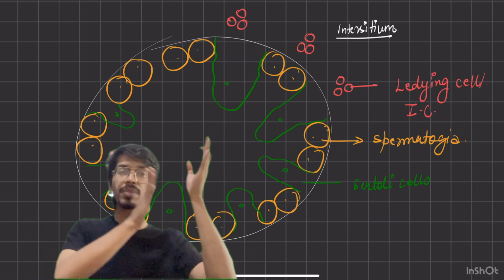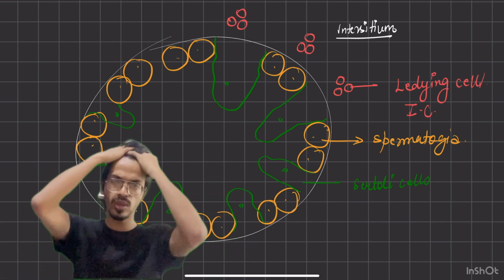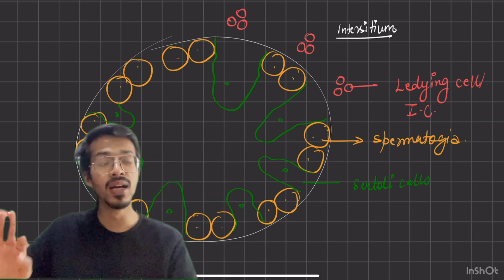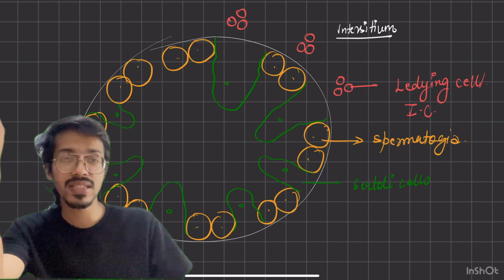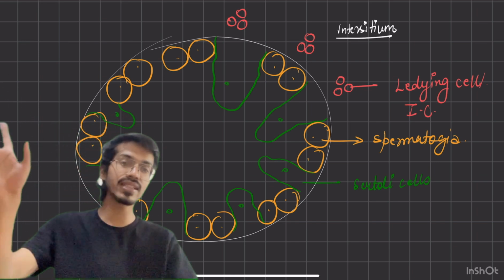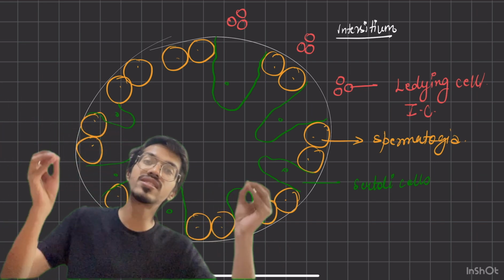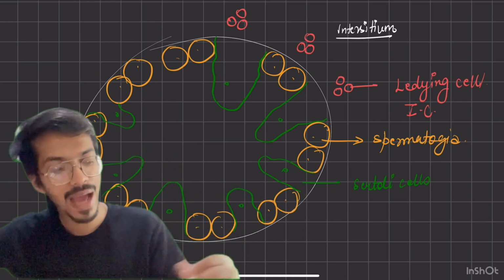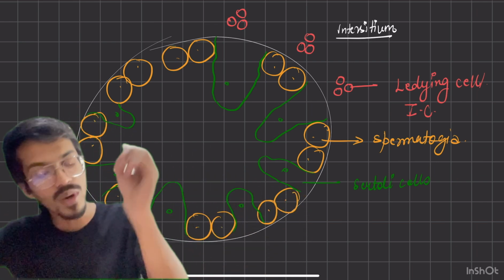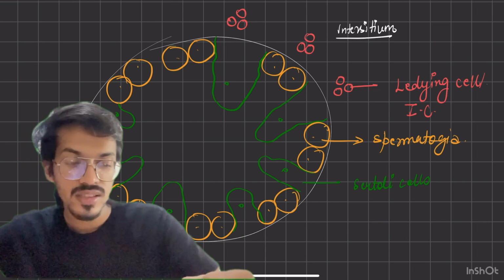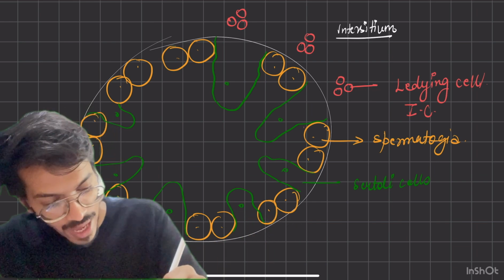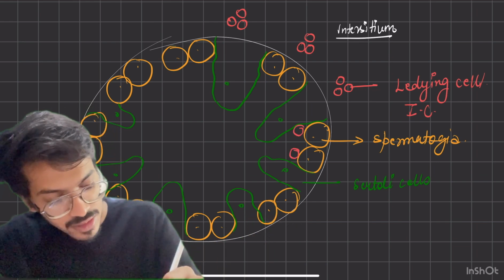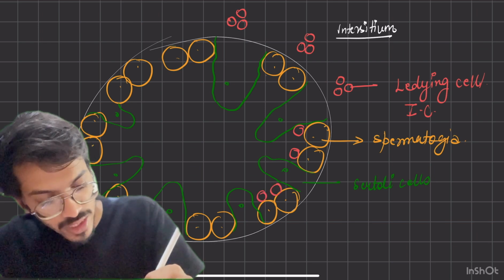No, these spermatogonia will divide, and they are the ones that will make the sperm. So there will be sperm cells at different levels of development. Here, spermatogonia will change into primary spermatocytes. So I am making them into primary spermatocytes. They are changed.